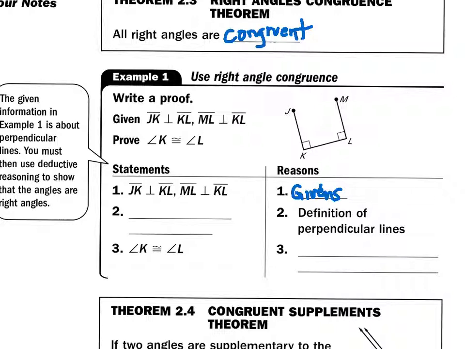And then we're going to say, what does it mean to be perpendicular? Well, that means that angle K and angle L are right angles, because that's what perpendicular means. And we know that angle K then is congruent to angle L, because all right angles are congruent. That's what we're going to prove.